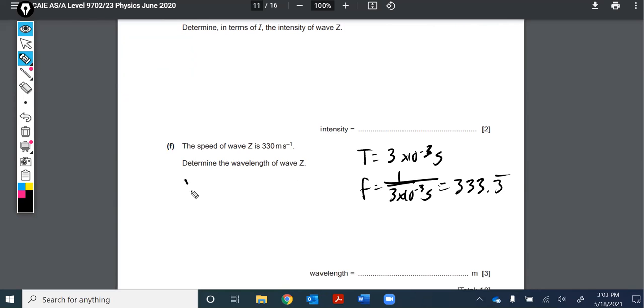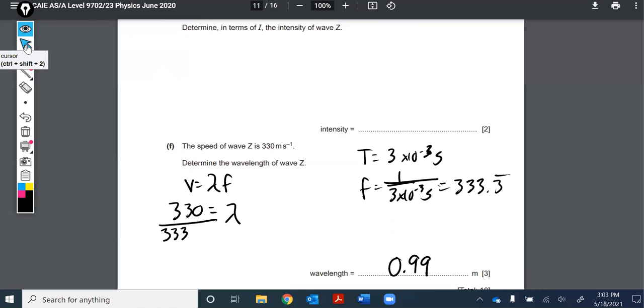If the velocity is the wavelength times the frequency, and the velocity is 330 meters per second, then the wavelength can be calculated by dividing velocity by frequency. So it's going to be about 1. Okay? 330 divided by 333.3 is 0.99 meters. And here you want to be careful about, oh, we should just round this up to 1, but no, that's 2 significant digits, right? So we just leave it like that.